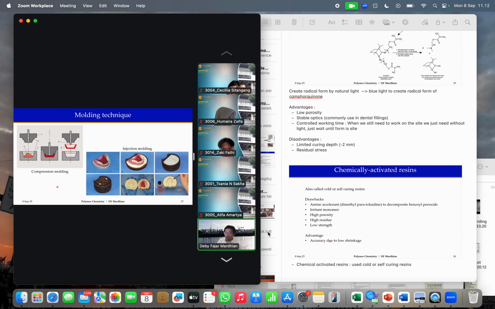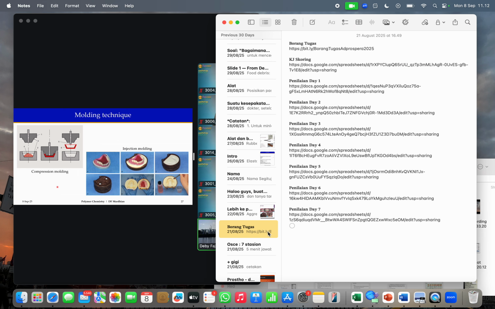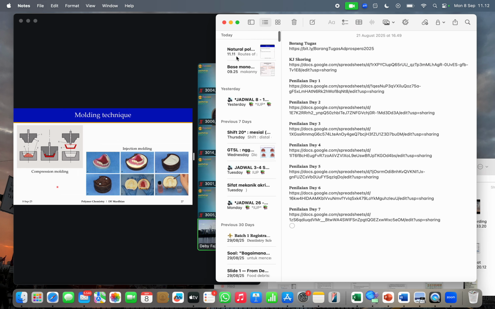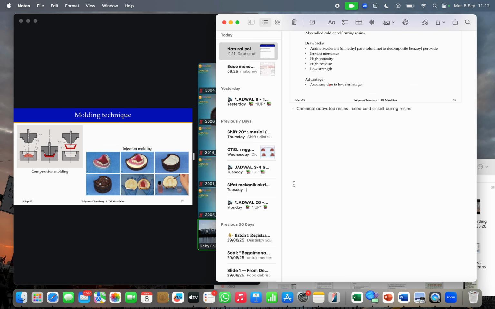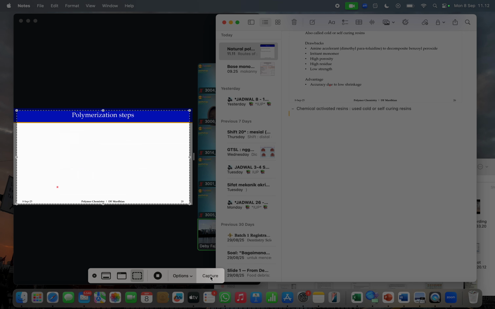Yeah, but do not forget, before applying the acrylic resin, we need to apply some sealant to ease the removal procedure after the denture base resins set. So this one is already discussed in our previous meeting.